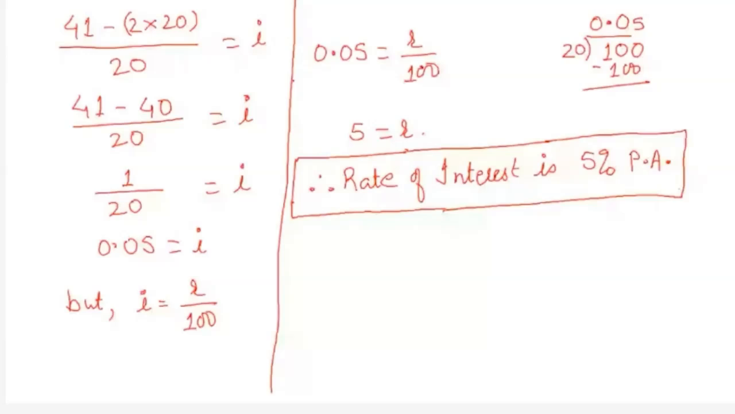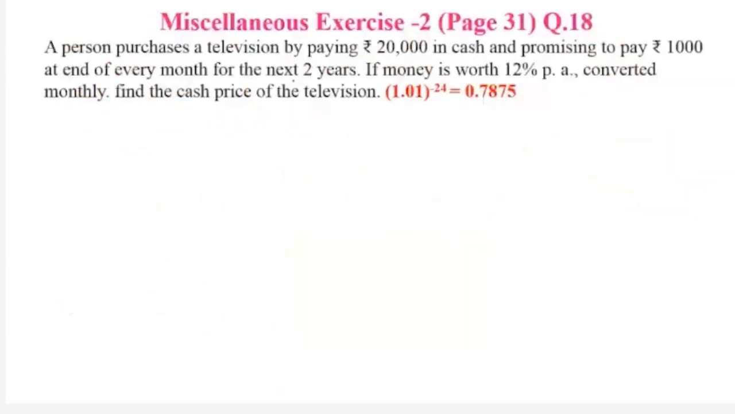चलो चले नेक्स्ट सम पे. Number 18. A person purchased a television by paying 20,000 in cash. He paid 20,000 in cash and promising to pay 1,000 at the end of every month for the next 2 years. Hello. What he paid today? He paid 20,000. Down payment, it is called as down payment of 20,000. If you know a word called as down payment.